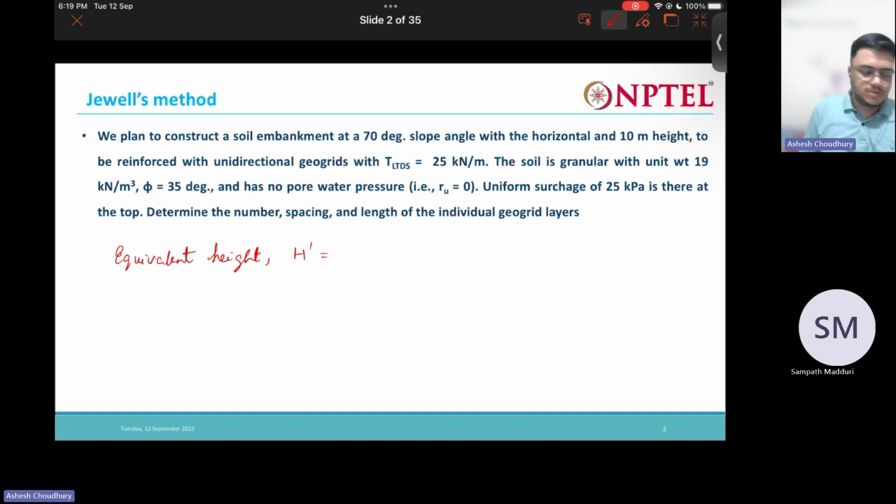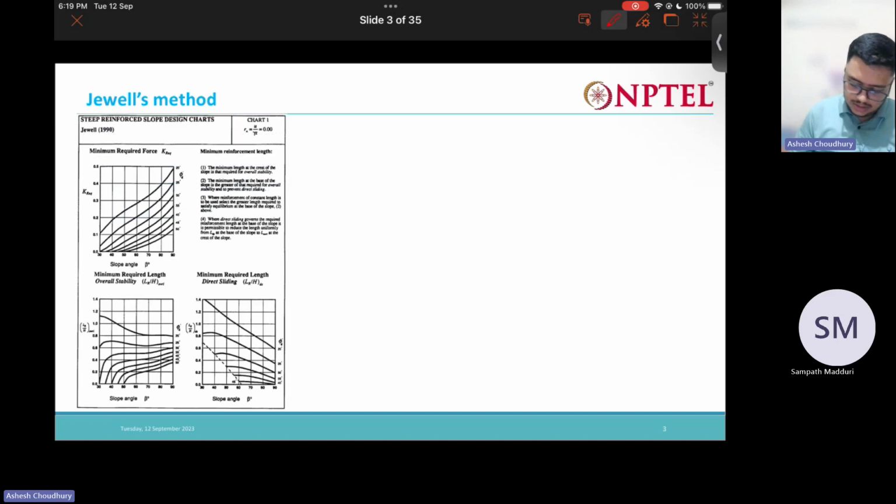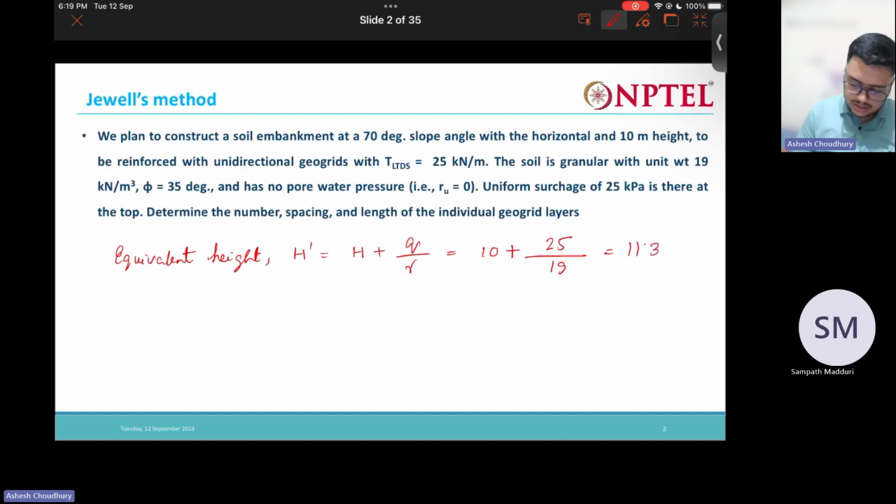So we call it H dash. The equivalent height will be equal to the height of the embankment plus Q by gamma, where Q is the surcharge and gamma is the unit weight. So height is 10 plus Q is 25, and gamma is 19. So 10 plus 25 divided by 19 is 11.32 meters. All right, so we got our equivalent height.